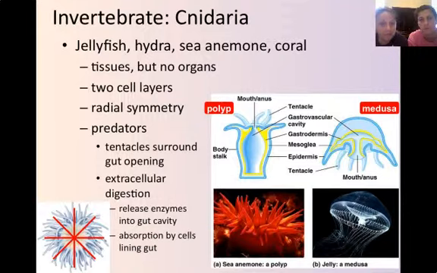Okay, another type of invertebrate is Cnidaria. These are going to be like your jellyfish, hydra, sea anemones, and coral. They do have tissue development, but no organ systems. They have two cell layers. They've got radial symmetry, so remember that was the symmetry that was kind of like the spokes on a wheel. They are predators by means of getting their food. They've got these tentacles that surround their gut opening, and they also practice extracellular digestion. Extracellular meaning outside of the cells. What they do is they release enzymes into their gut cavity, and they also do absorption by the cells lining the gut area of the animal.